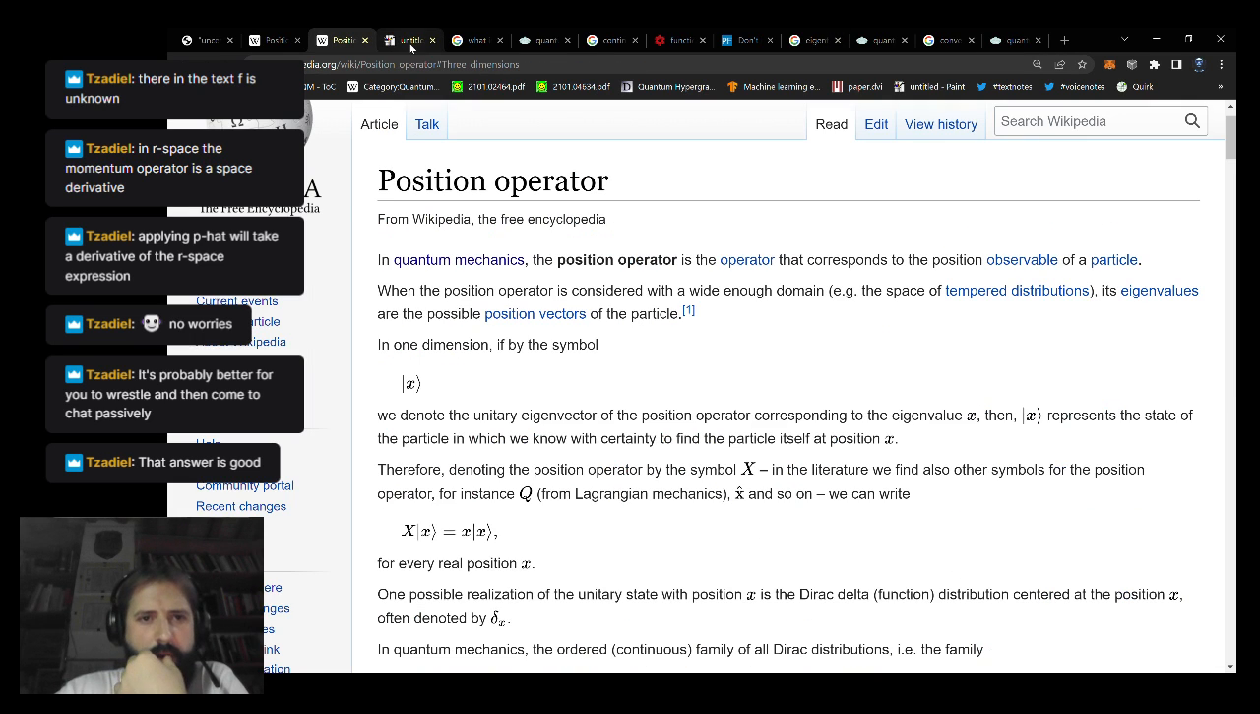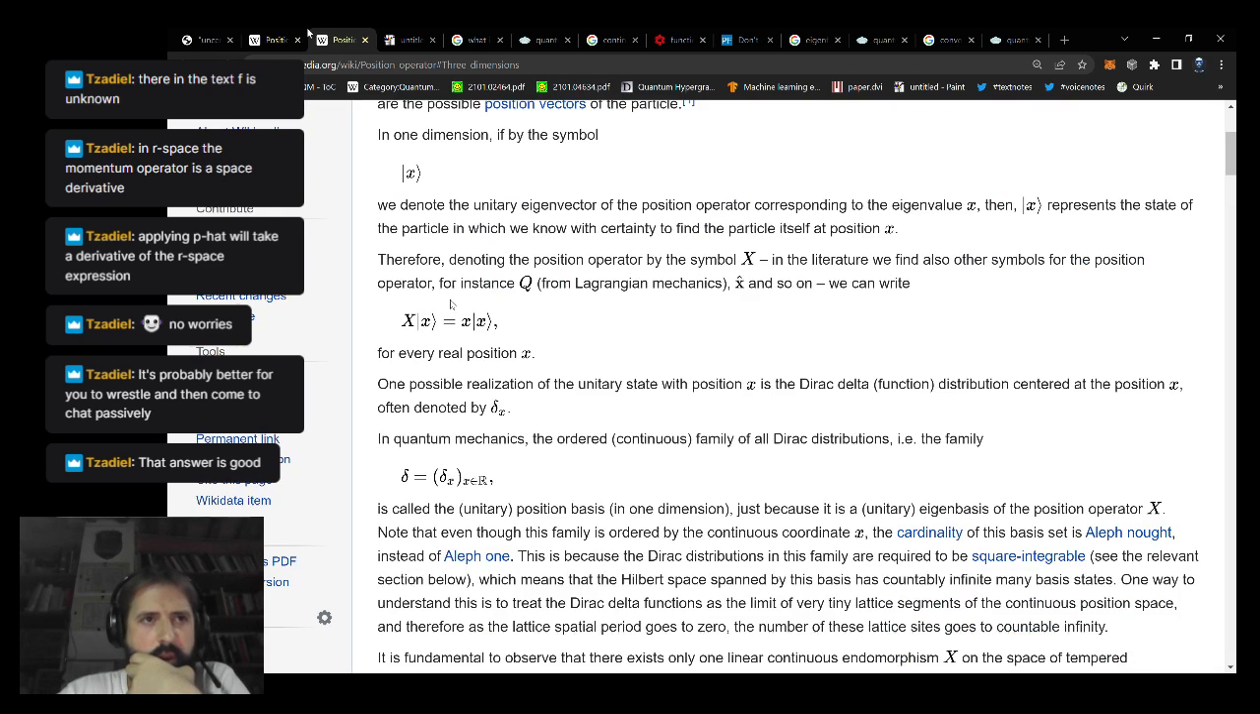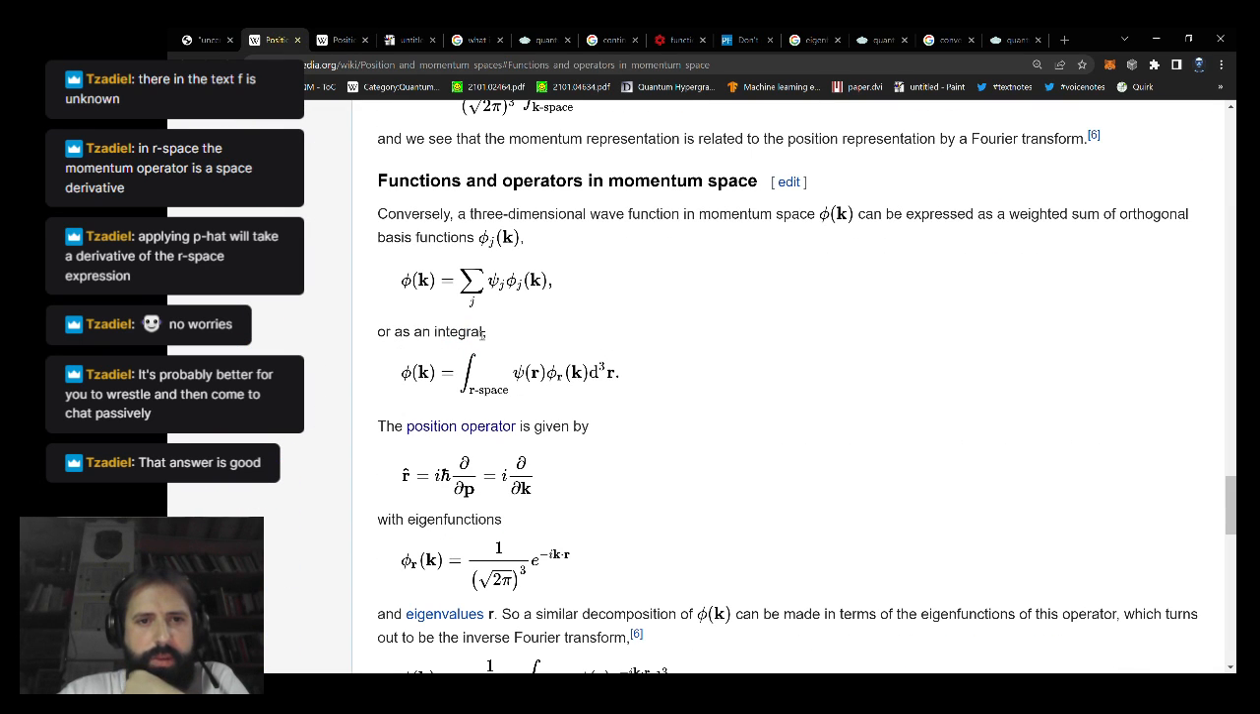I was looking for something a bit more intuitive at this level. I know there is a derivative relationship between position and momentum. That's for sure. It's an obvious one, classically speaking.